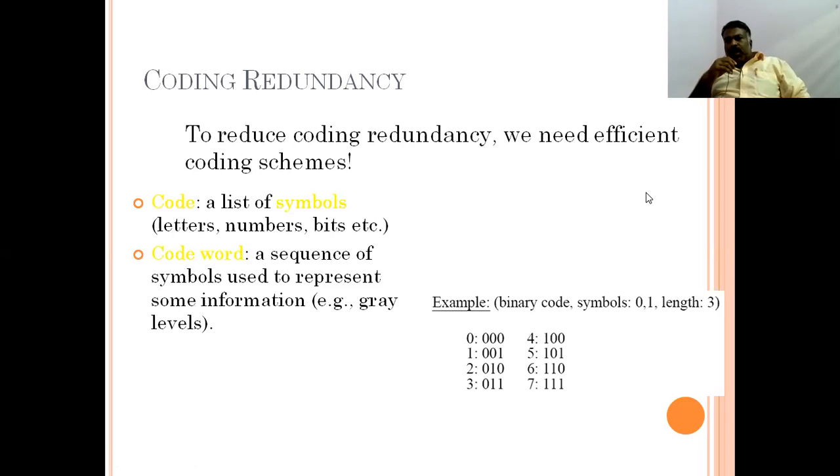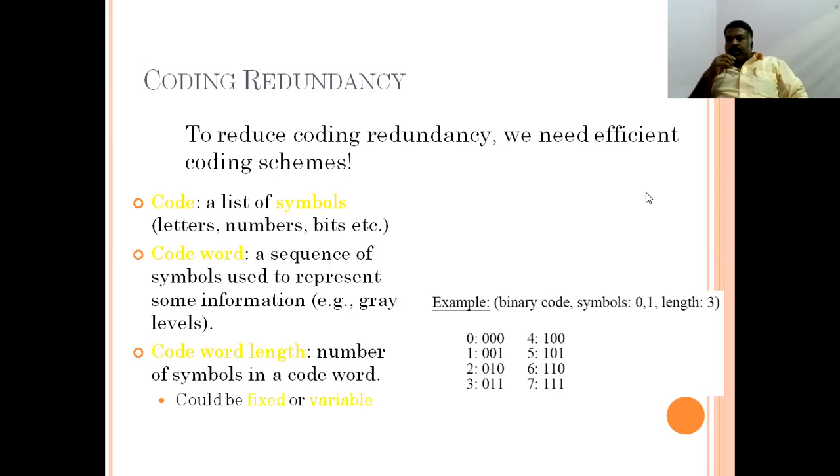The example is of gray levels. Here, for the binary code symbols 1 comma 5, the length is 3. We fix a common length to represent that coding scheme, so we fill 3 digits. For example, 0 means not a single one, so we make it 0 0 0. We make the length of the coding representation equal for all. That is the meaning of saying that to reduce coding redundancy, we need an efficient coding scheme.